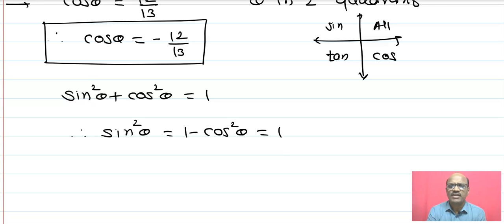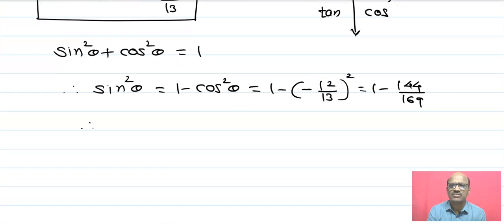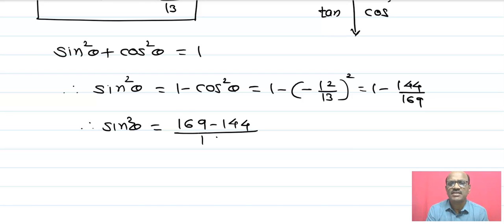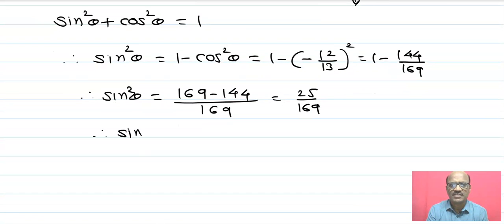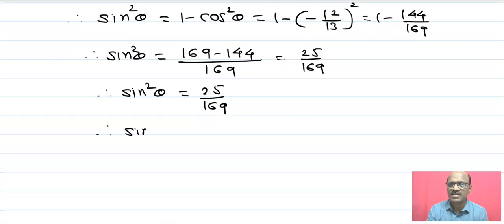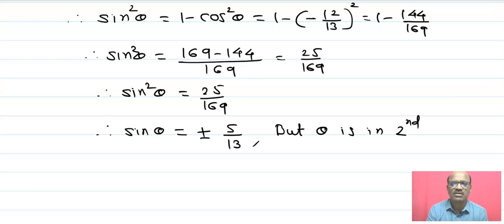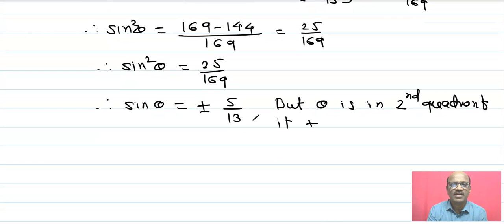Now our next job is to find out the value of sine theta. Now here we will apply the identity, that is sine square theta plus cos square theta is equal to 1. After simplification, you are getting 169 minus 144 upon 169, that is 25 upon 169. And that's why sine square theta is equal to 25 upon 169, and hence sine theta is equal to plus or minus 5 upon 13. But theta lies in second quadrant. In second quadrant, only sine is positive, and that's why sine theta is equal to 5 by 13.